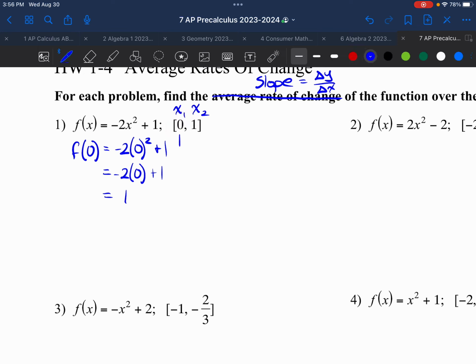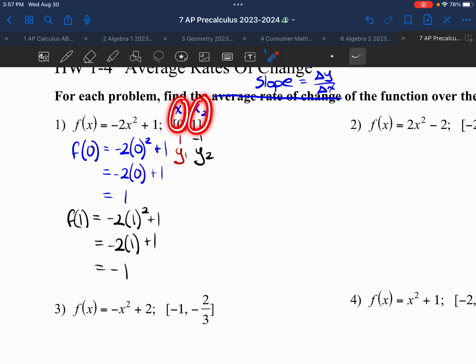So this is my y1. Let me write this in a different color. My y1 is a 1. Okay, how do I plug in the next point? When I plug in 1 to this x and this x, I'm going to rewrite this as, we'll do a whole another color here, f of 1. When I plug in f of 1, I get -2 times the quantity of 1 squared plus 1. And this is going to be, again, 1 squared first, which is 1. So I'm going to have -2 times 1 plus 1. -2 times 1 is -2. -2 plus 1 is -1, which means my output is -1 for my y2. All right, so I have both x1, x2, y1, y2.